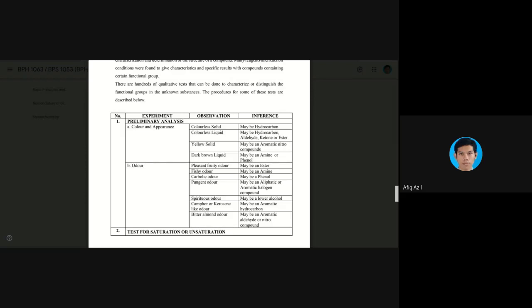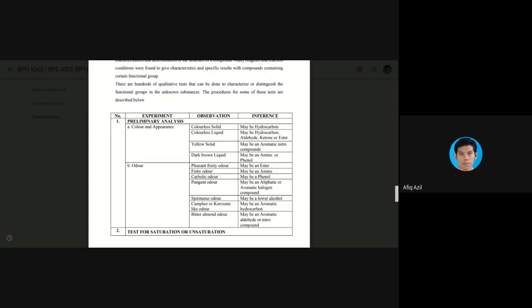If you see that your sample is a yellow solid, then it could be an aromatic nitro compound. So this starts to become a little bit more specific. And a dark brown liquid could be an amine or phenol. So here, it is not something very specific you can determine straight away. Using physical tests is more or less trying to narrow it down to what kind of functional group test you want to do later on.